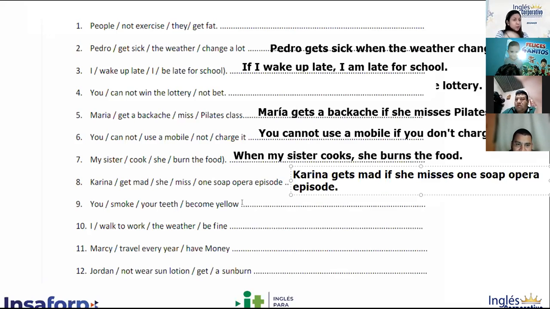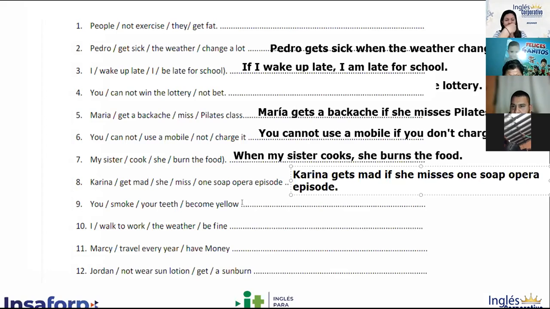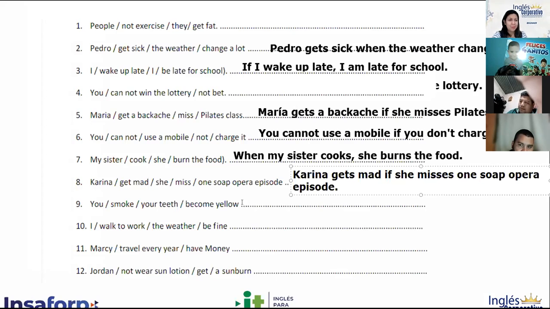Do you know what a soap opera is? No, teacher. For example, Betty la Fea, Pedro el Escamoso. La novela. Ópera.